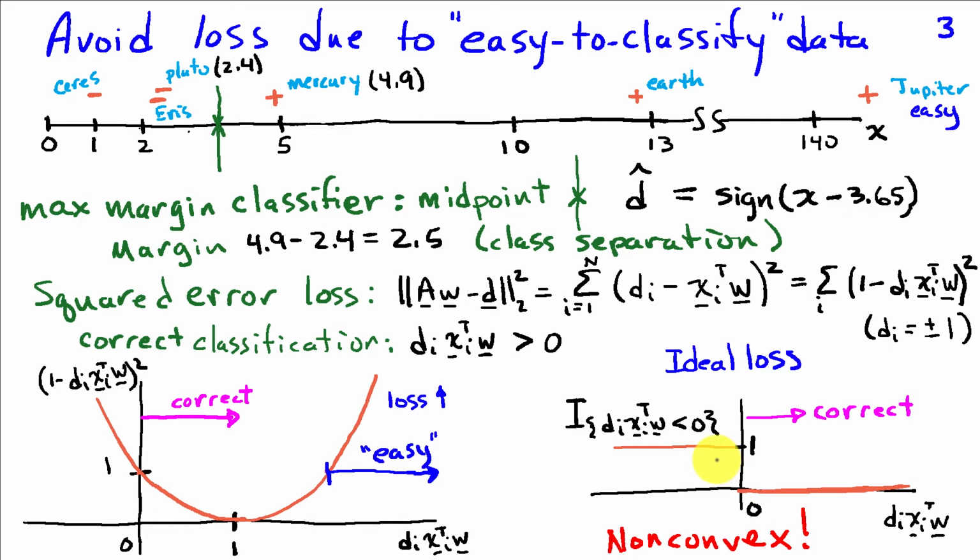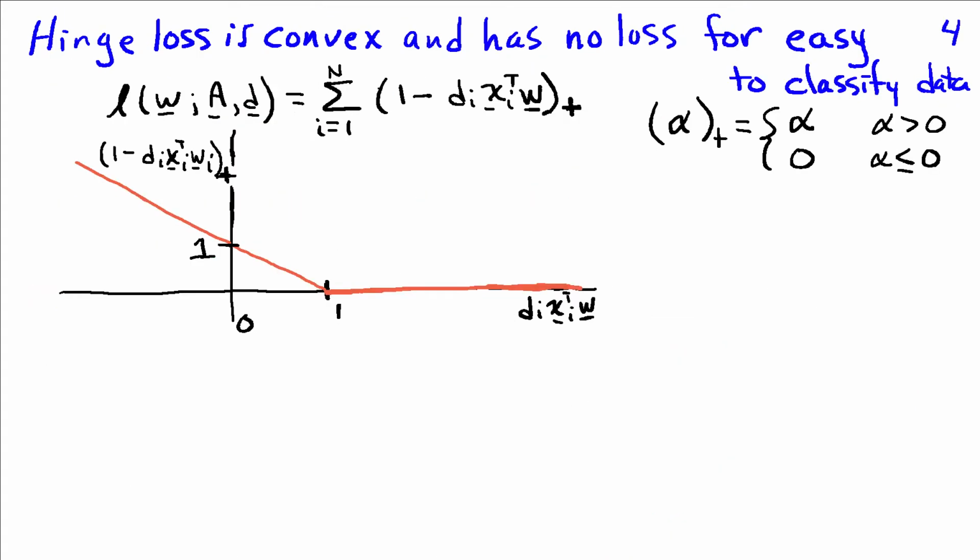While that might be ideal, it's very problematic because this is a non-convex function. And when we try to solve for w by optimizing this loss, we're going to run into all sorts of difficulties due to the non-convexity. You can see that it's non-convex because if I draw a line from a point over here to the left of 0 to some point over here on the right of 0, there's a portion of the function that lies above the line.